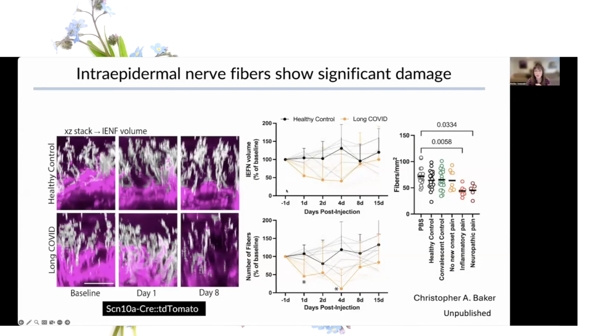And if you numerically present this for all the animals that we've tested, you see there's a dip in both the volume and the number of fibers in the recipient animals as early as 1 day post-injection, and this persists for about 2 weeks. And again, when you break down the patients into those who reported chronic pain or not, you see that the fiber number is really reduced with IgG from patients who are reporting pain.